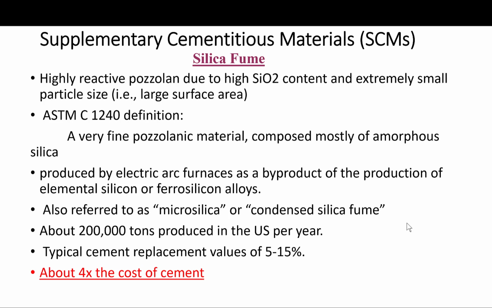The ASTM C1240 definition for silica fume: a very fine pozzolanic material composed mostly of amorphous silica. As I said, it's produced by electric arc furnaces as a byproduct of the production of elemental silicon or ferrosilicon alloys, also referred to as microsilica or condensed silica fume. So remember these terms. As I said, 200,000 tons are produced in the US.